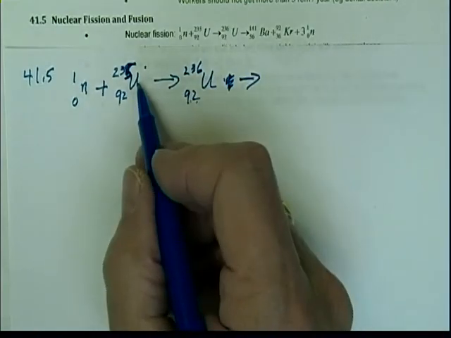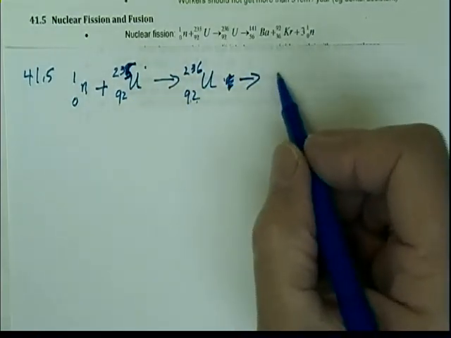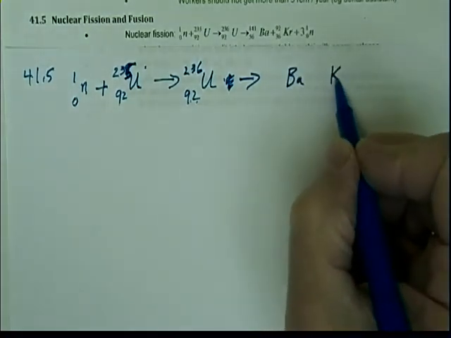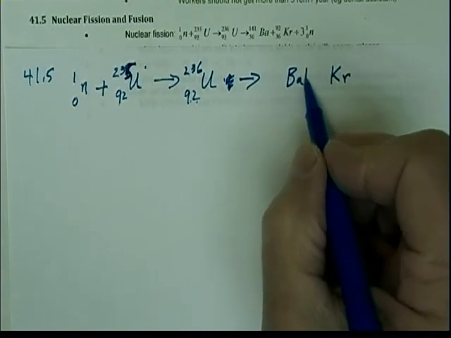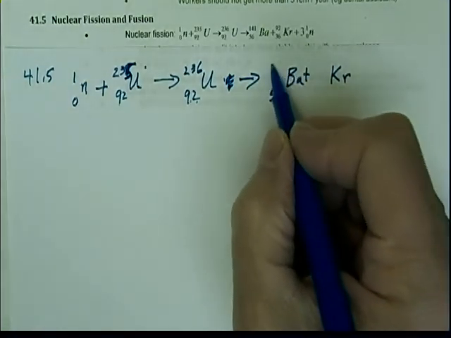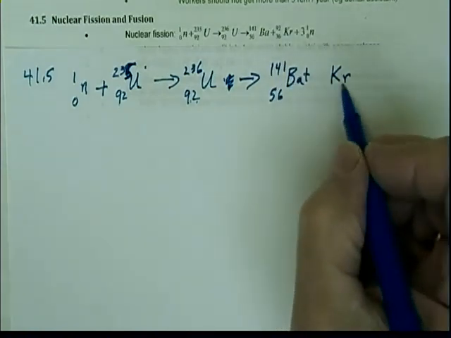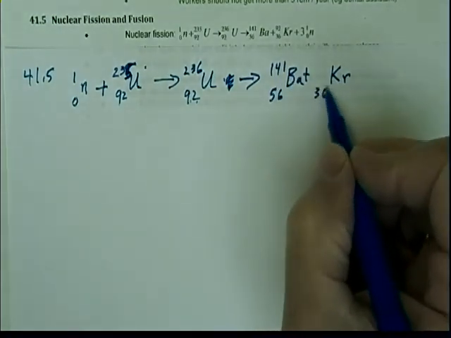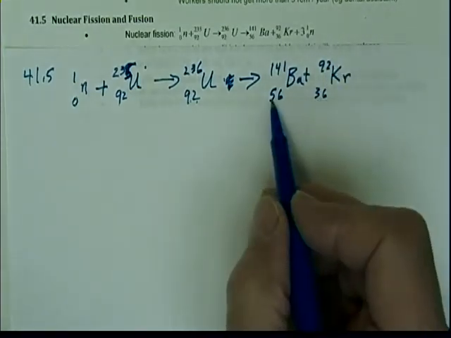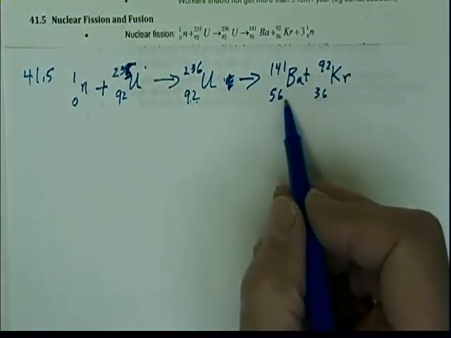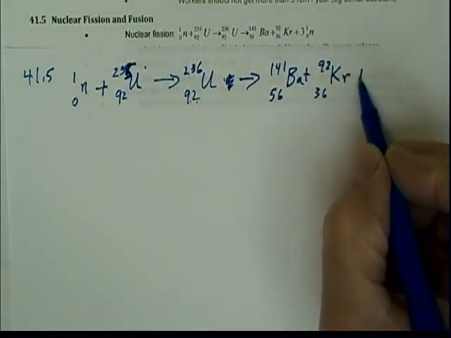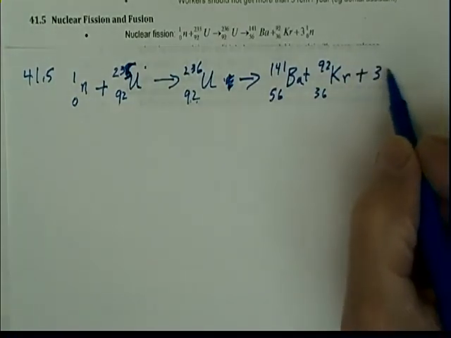So the neutron gets absorbed in here. Then it becomes two different elements, barium and krypton. Yeah, krypton is an element. And the barium is 56, 141, and the krypton is 36, 92. And if I take the 36 and the 56 and add them up, I'll get 92. And I also have, out of that, 3 more neutrons.